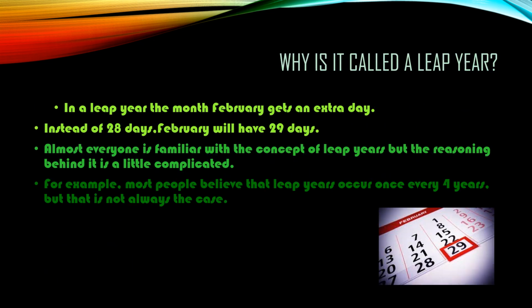Why is it called a leap year? In an ordinary year, if you were to count all the days in a calendar from January to December, you would count 365 days. But in a leap year, there are actually 366 days. In the month of February, there will be 29 days instead of 28 days. Almost everyone is familiar with the concept of leap years, but the reasoning behind it is a little complicated. For example, most people believe that leap years occur only every 4 years, but that is not always the case.